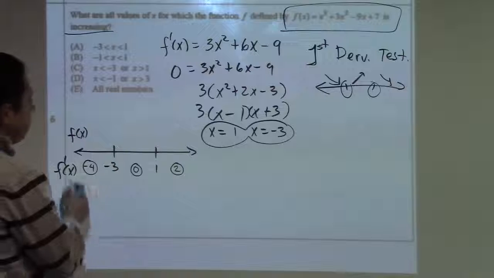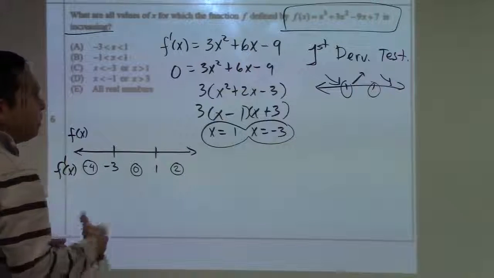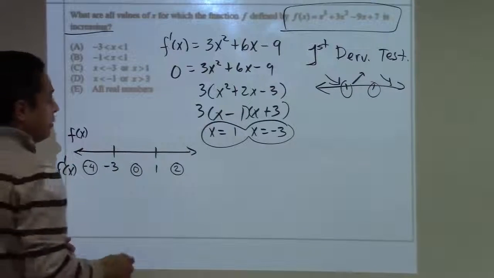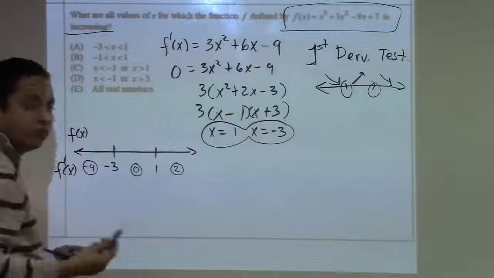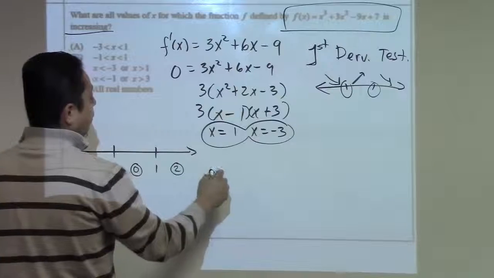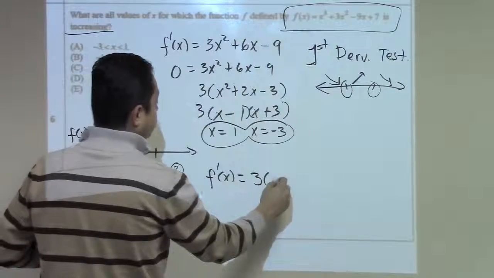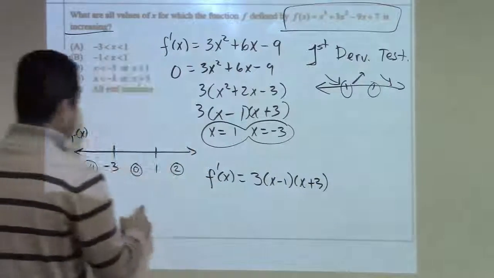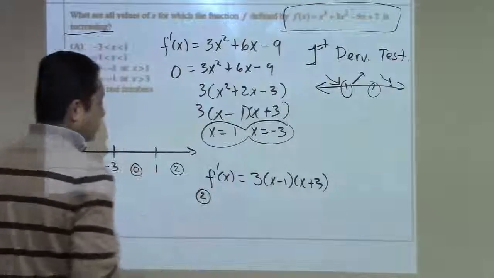So let's plug into the derivative. Now, we do not care what the actual answer is when we're plugging these numbers into the derivative. We only care what the sign is so that we can get some little symbols here so we can know whether the function is increasing or decreasing. So let's use the factor form of the derivative, which is this part right here. I'm going to test 2.